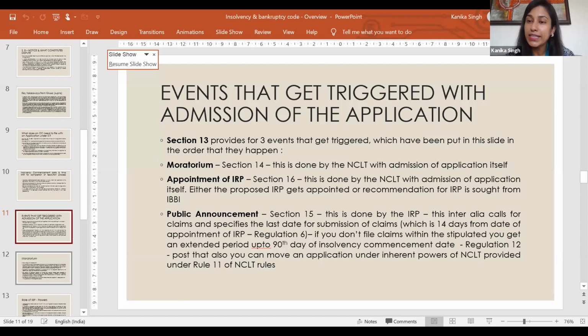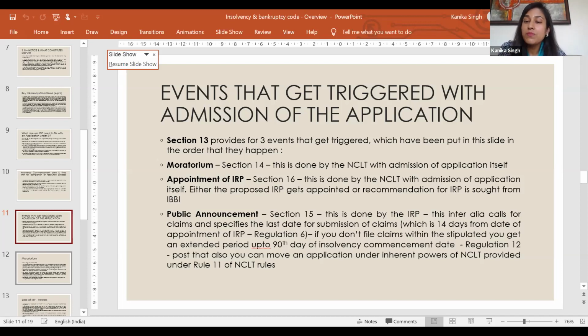Usually with your application, you have proposed the name of an insolvency resolution professional. Either the NCLT accepts that, which in most cases it will, or, in case there are any disciplinary proceedings pending against the resolution professional nominated by you, or in case you have not nominated anybody, the NCLT asks the IBBI, which is the Board, for recommendations and will appoint an insolvency resolution professional. The third thing that happens is a public announcement.